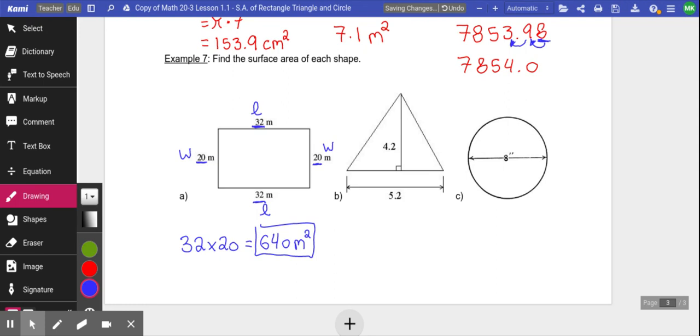Awesome. For B, it's a triangle. Triangle is base times height divided by 2. The base is 5.2. The height is 4.2. And then divide by 2. I need a calculator for that. So 5.2 times 4.2 and then divided by 2, you get 10.92. That one didn't have units, so we'll just leave it as 10.92.